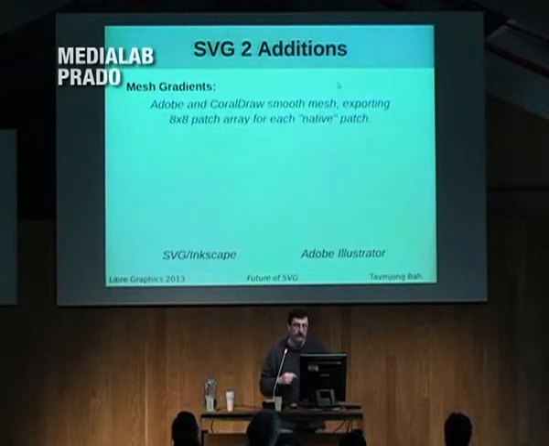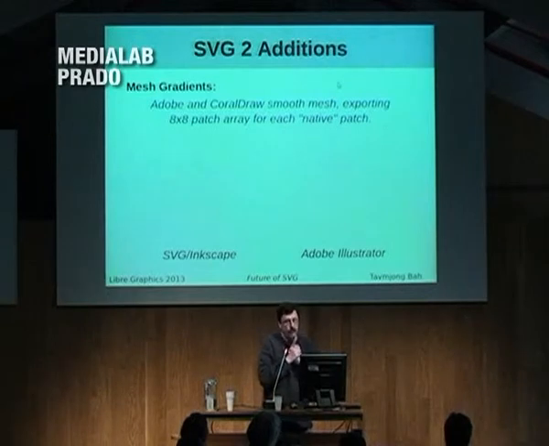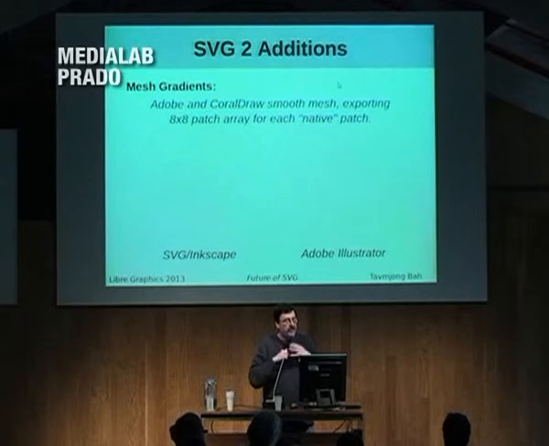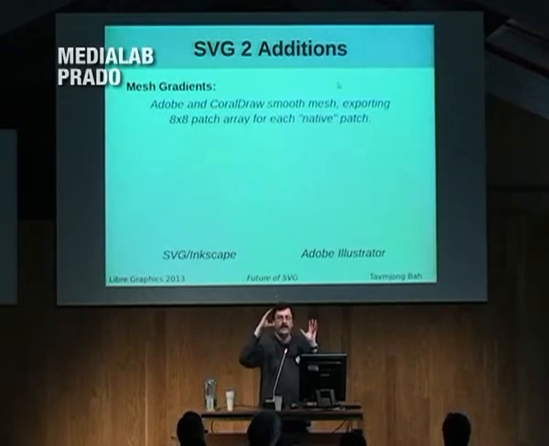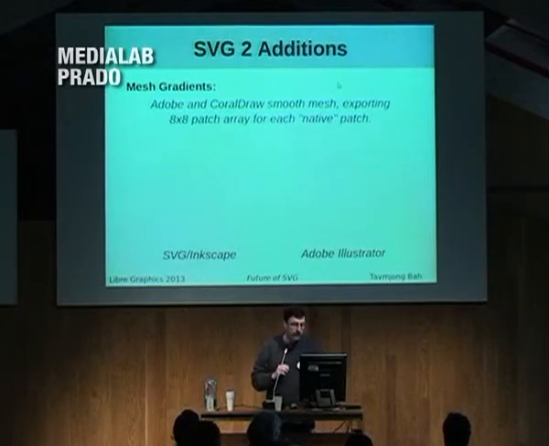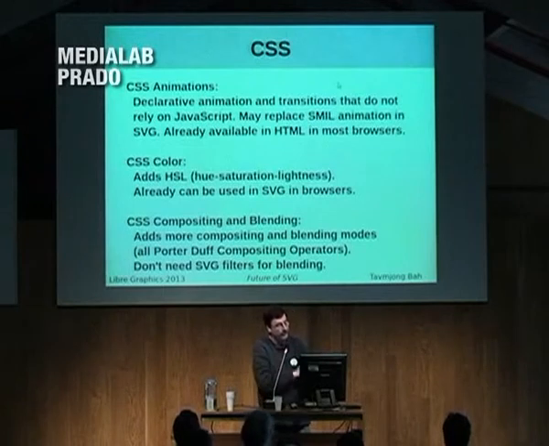It's a problem that you see even more when you start working with patches; you get these little crosses. Well, it turns out that Adobe and CorelDRAW smooth the meshes. When they export to PDF, because PDF does include these meshes, they actually export an 8x8 patch array. And if you look very closely at their images, you can actually see this 8x8 array. That's something we'd like to avoid in SVG. We've asked Adobe, and they've said they're going to look at whether they can publicly tell us their algorithm. And we've guessed what it is.